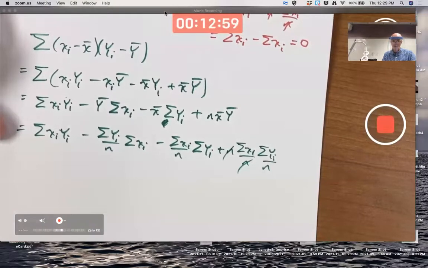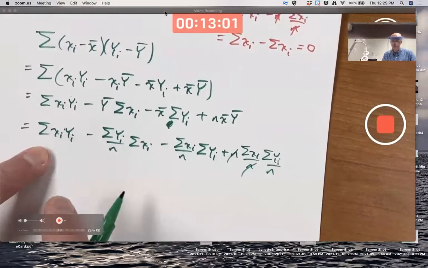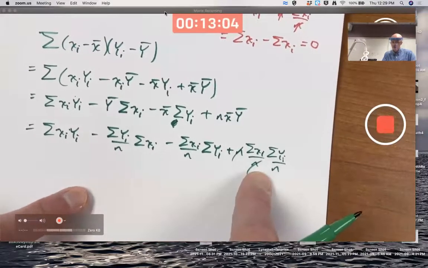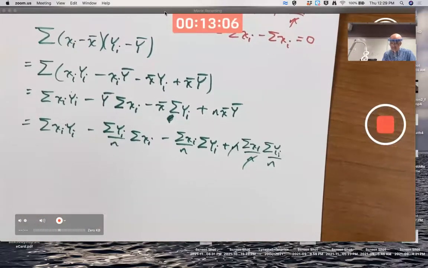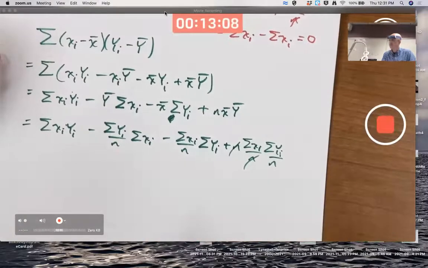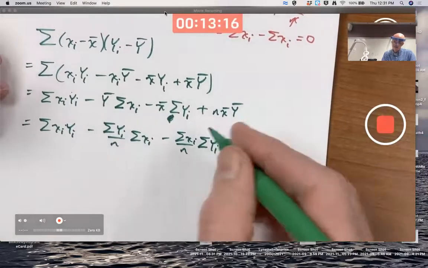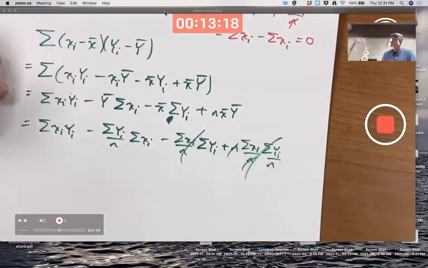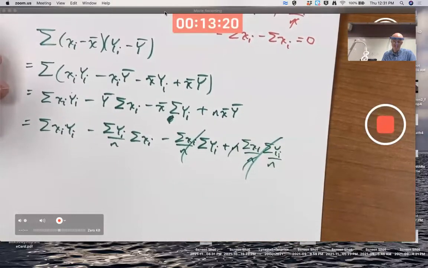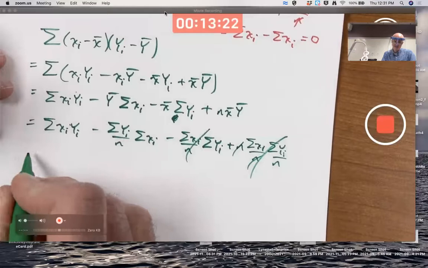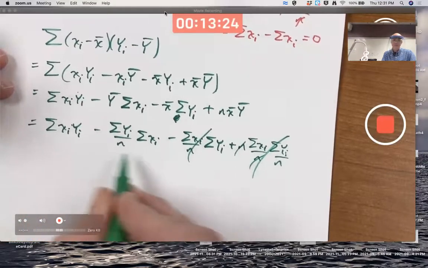And what you're left with, ignoring that term, these three terms are all really the same. You're subtracting 2 of them and adding 1 of them. You can cancel. Yeah, cancel, say, this one with this one. And you're left with this.